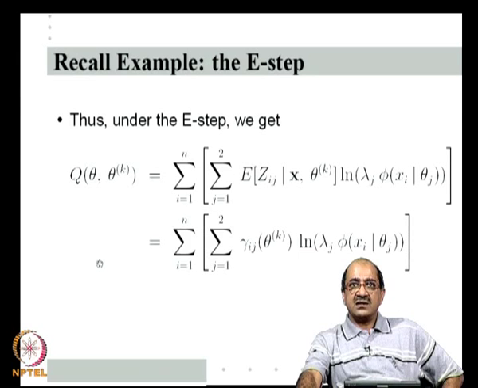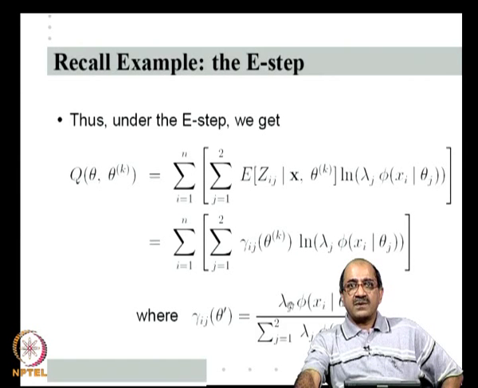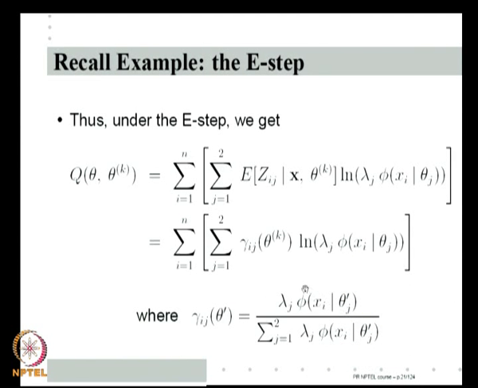Now, in the last class, we have seen how to calculate this conditional expectation in this case, and that gave us the so called gamma_ij(theta_k). This becomes only a function of theta_k: gamma_ij(theta_k) ln lambda_j phi(x_i given theta_j). These are the gamma_ij's. This is the same function that we got when we actually differentiated the log likelihood of x_i alone. Because of this expectation, these expectations are what gave us gamma_ij, but the expectation is conditioned on theta_k. So, these gamma_ij's have now become only a function of theta_k and not of theta.